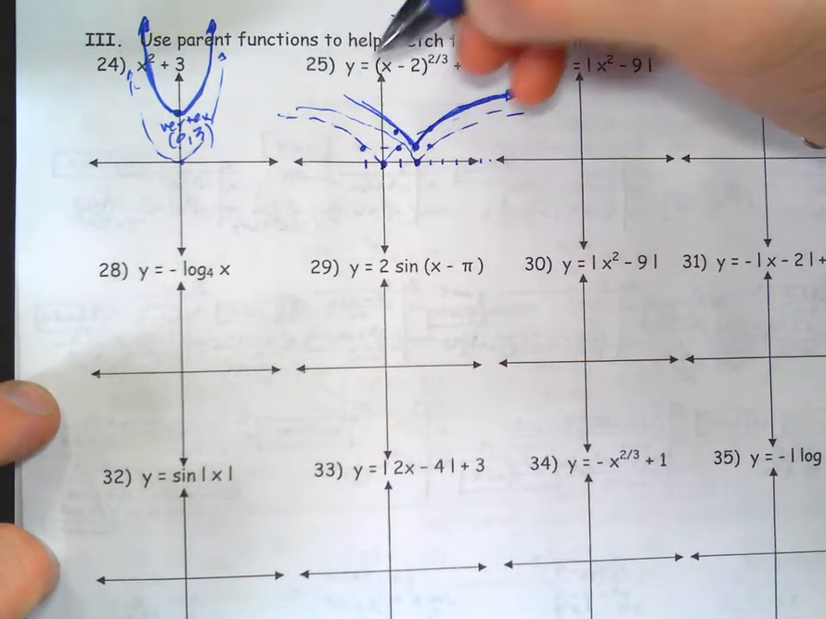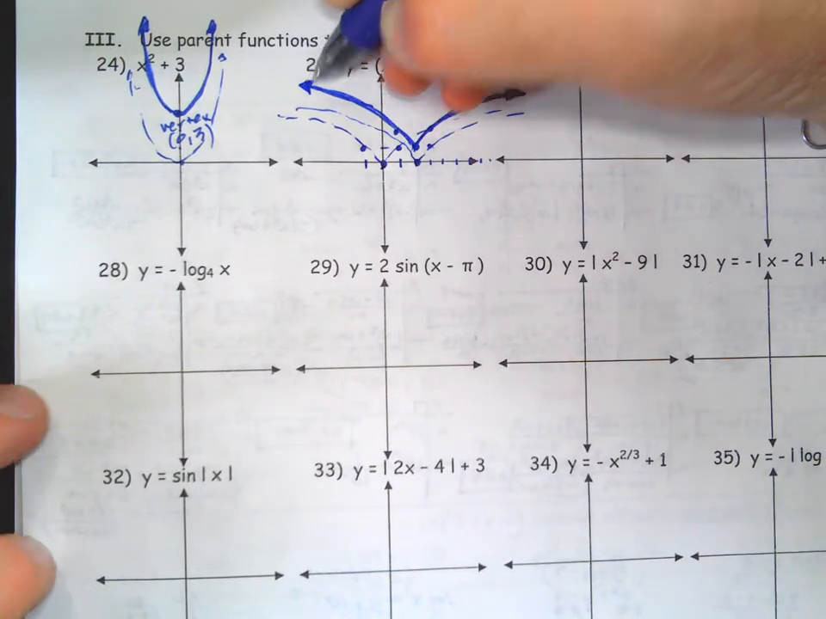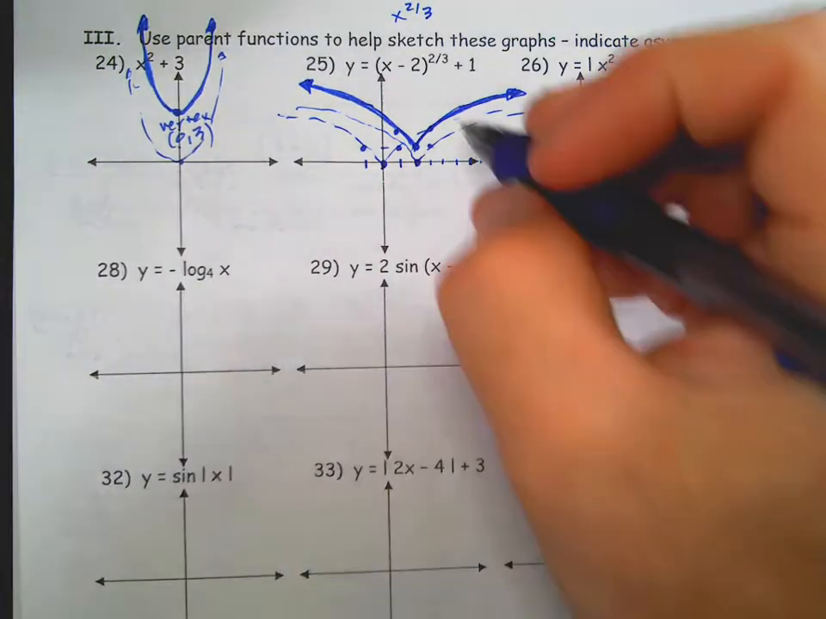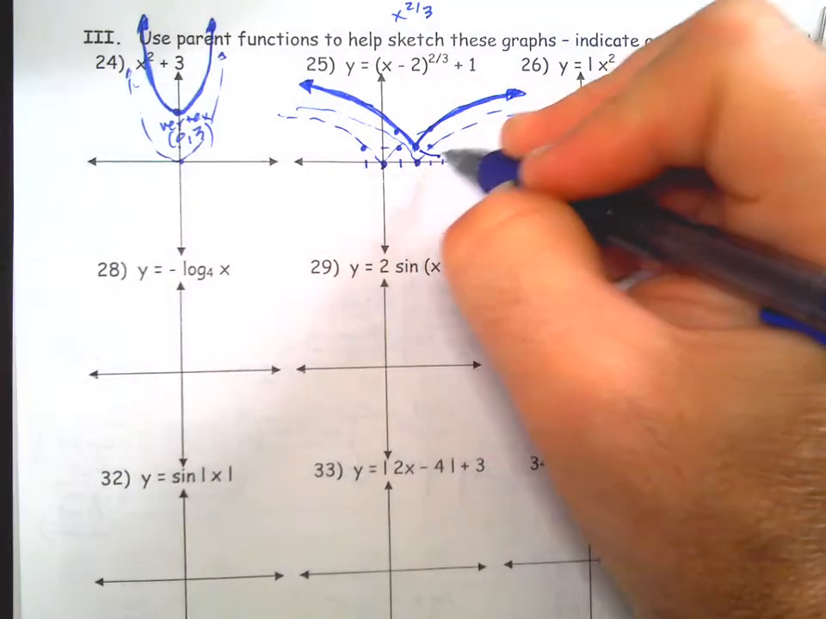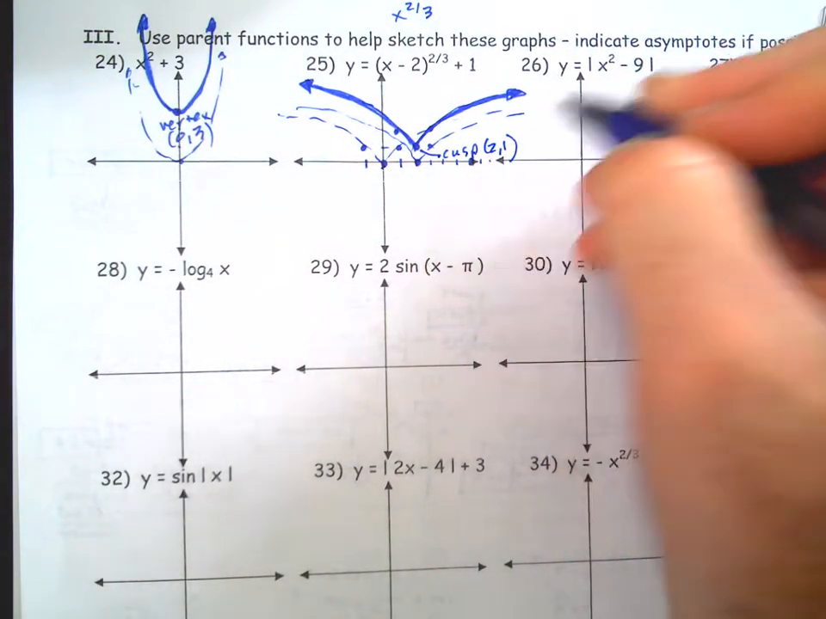You do get a left half on it, because you can take odd roots of negatives. So this is sort of like a cusp right here, and it is at 2, 1.